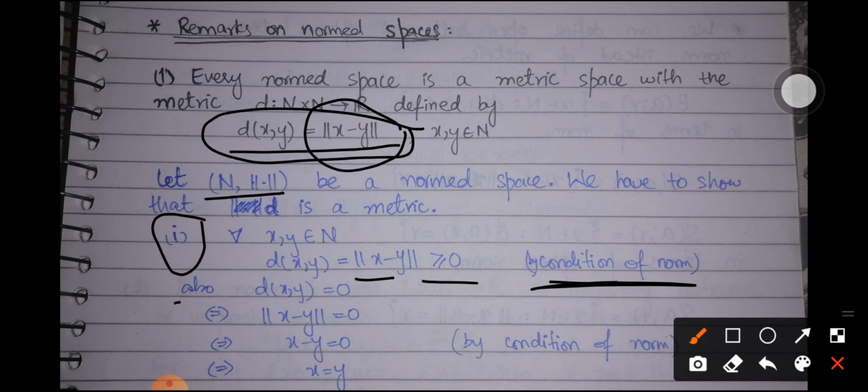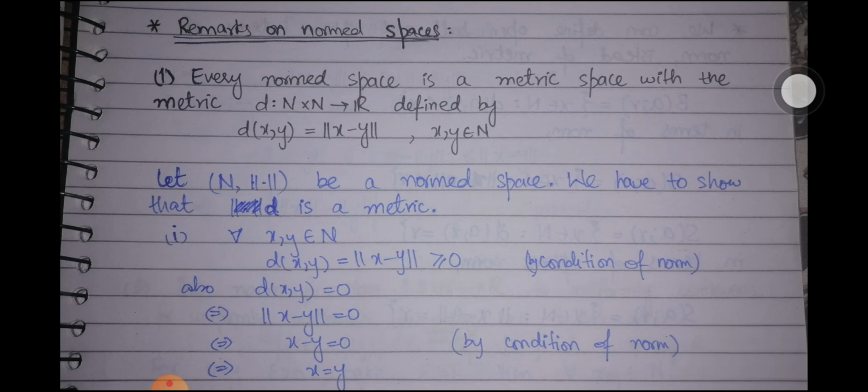Now for the second part of this condition, that d of x,y is equal to 0 if and only if x is equal to y. Now d of x,y will be 0 if and only if norm of x minus y is equal to 0 by definition. By the condition of norm, it will be 0 if and only if the term over which we are applying the norm is 0. So we will say that x minus y is equal to 0, or x is equal to y. Hence the first condition is satisfied for a function to be a metric.